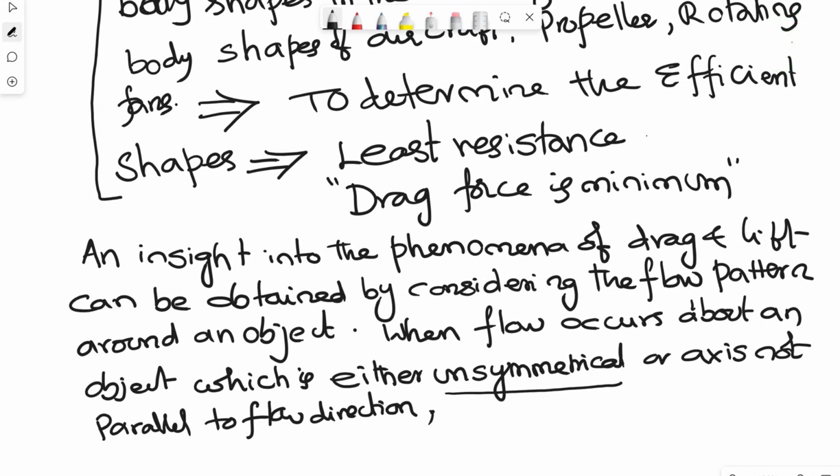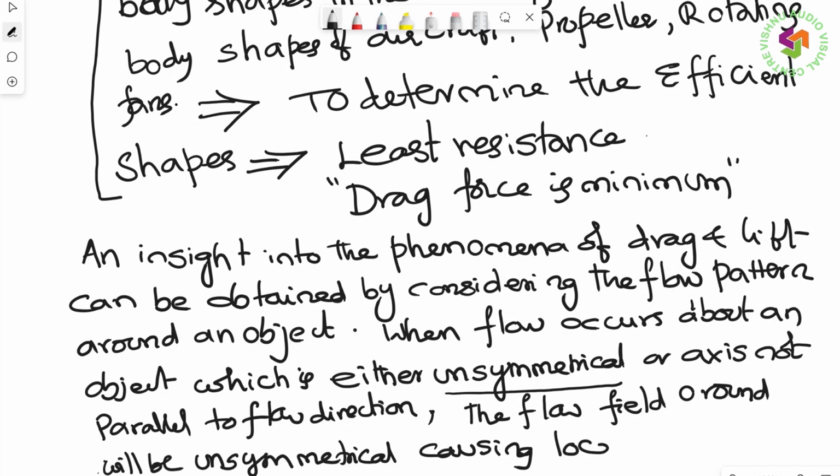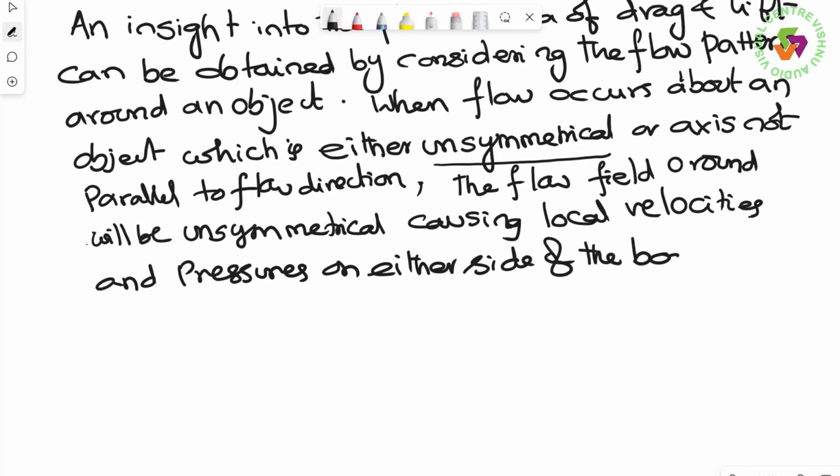In such a case, in any of these things, the flow around the body will be unsymmetrical, causing different local velocities and pressures on either side of the body. This is what happens actually, right?